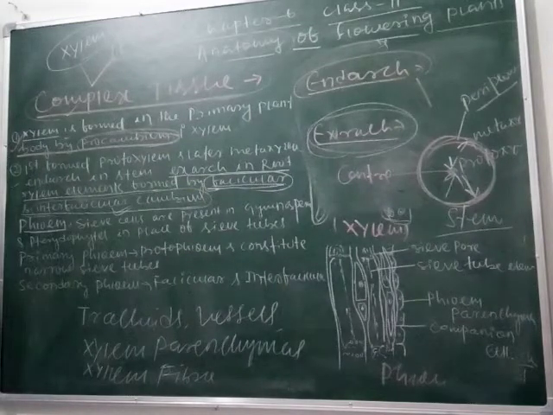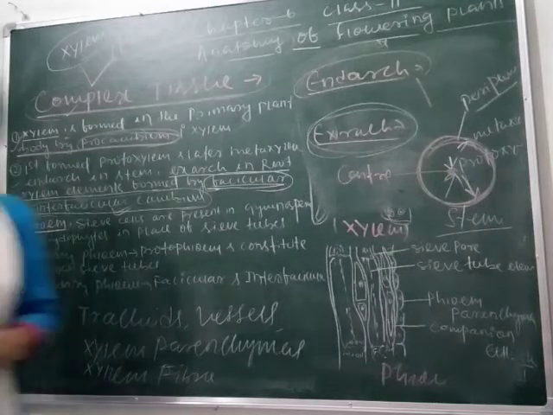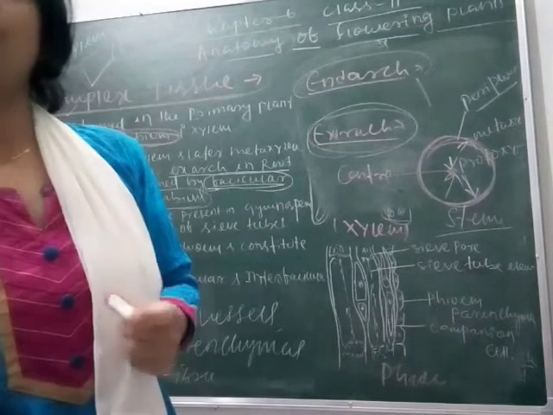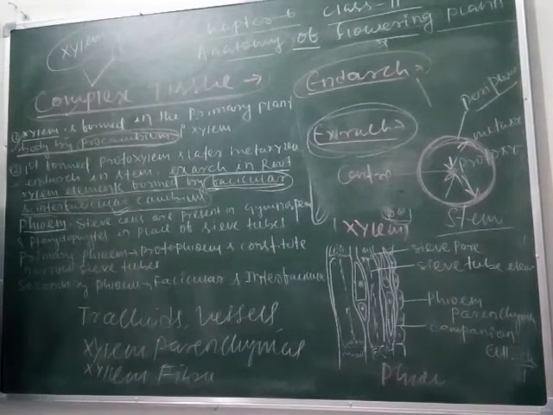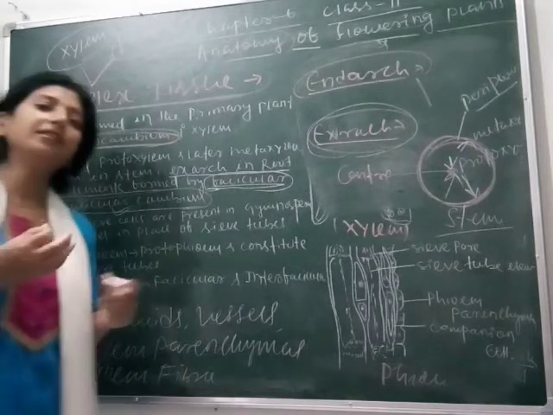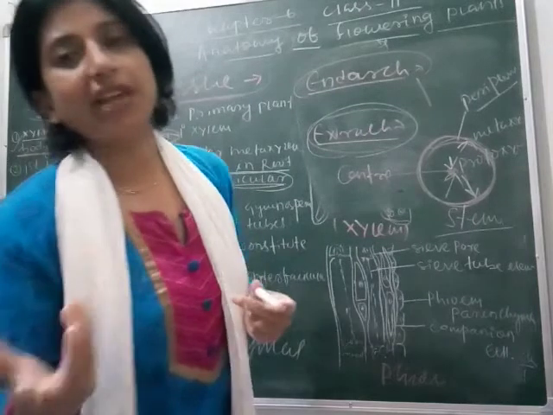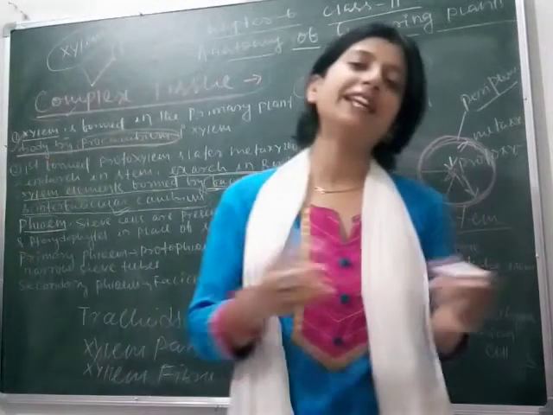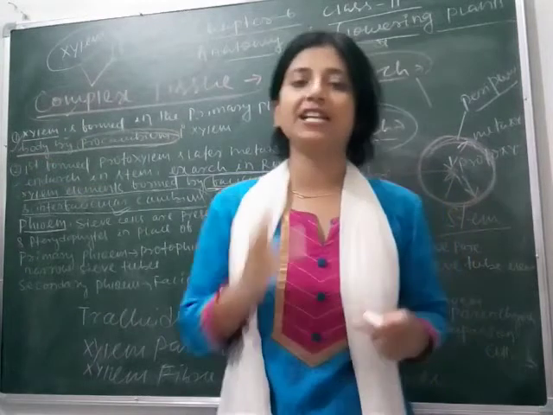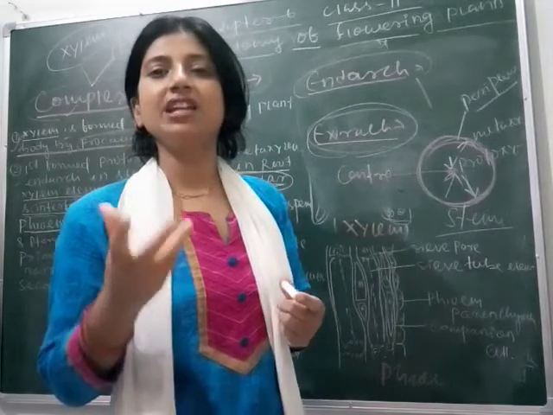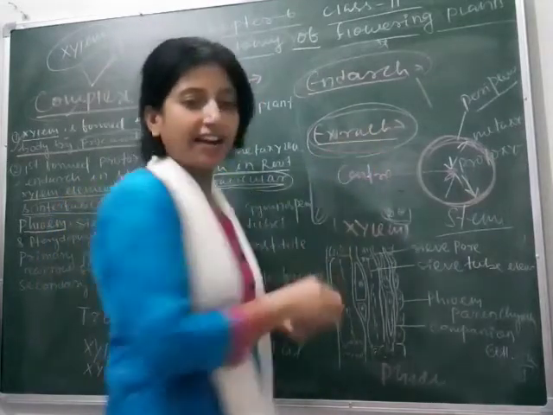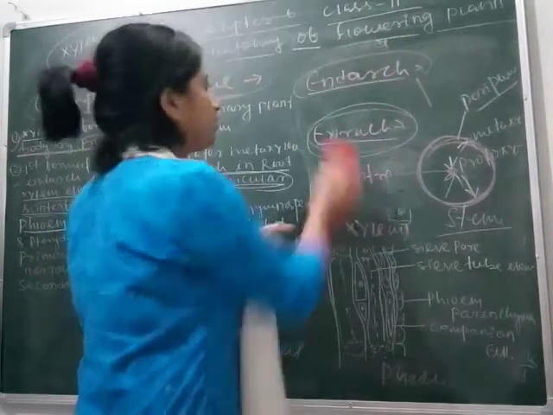You should remember that the xylem parenchyma store food in the form of fat or starch or in the form of tannins, etc. And xylem fiber, from the name fiber, you can understand that they must be made up of dead cells. So xylem fiber simply provides the mechanical support.